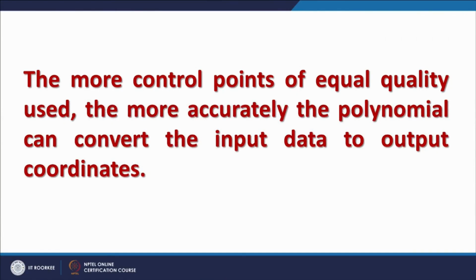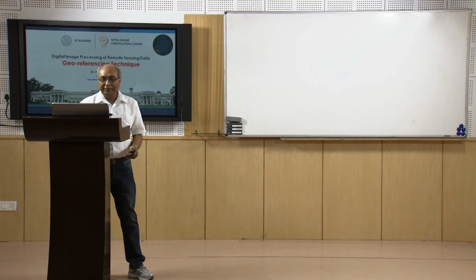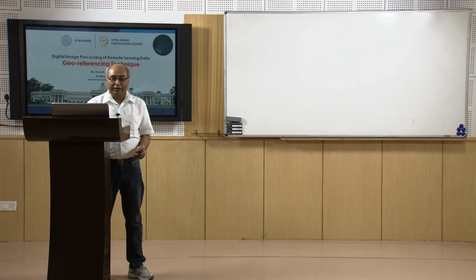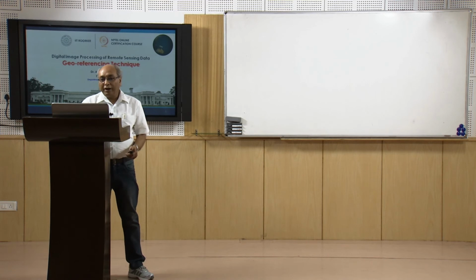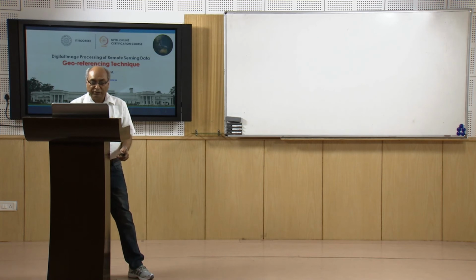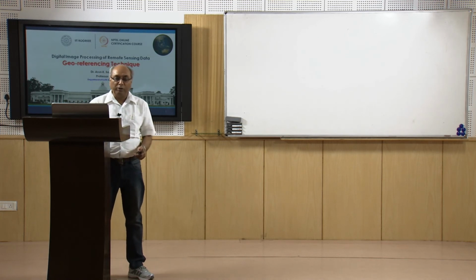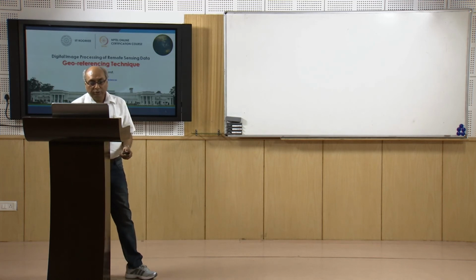And the more control points of equal quality used, the more accurately the polynomial can convert the input data to output points. As I have mentioned, the minimum required may be 10 for a third order polynomial, but it would be better to collect 20 or 30. If you have collected 30 instead of only the minimum 10, at least you have the maneuverability to drop a few points and still achieve a good georeferencing. So it is always good practice to multiply by 2 or 3.